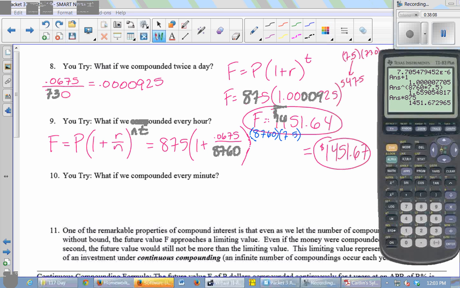Okay, let's do the similar calculation for compounding every minute. So I'm going to write down my formula. F equals P times 1 plus R over N to the NT. And N is the number of minutes there are in a year. If you're going to compound every minute for a year, we have to figure out how many minutes there are in a year. So you say, okay, 60 minutes in an hour times 24 hours in a day times 365 days in a year, and you get 525,600, which you might have already known from the song, right?